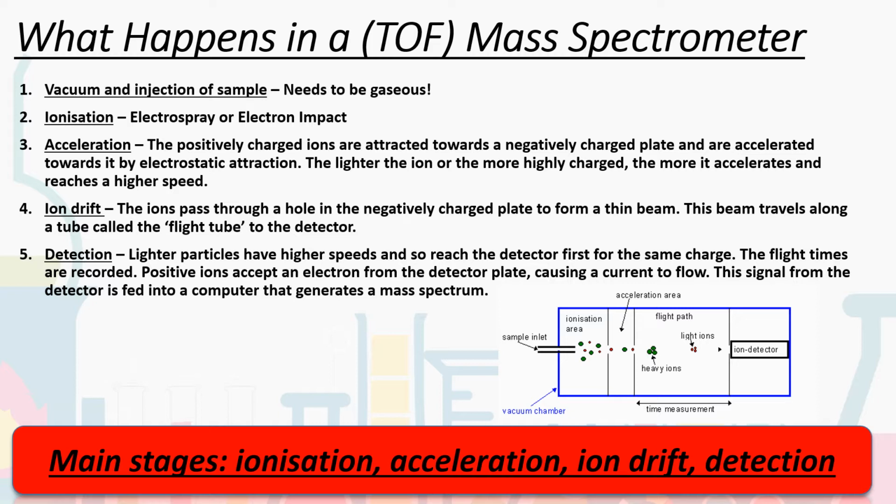But for a time of flight spectrometer, essentially this flight path here is a straight line, and we're just measuring how long it takes for the ions to get from that negatively charged plate to the detector.